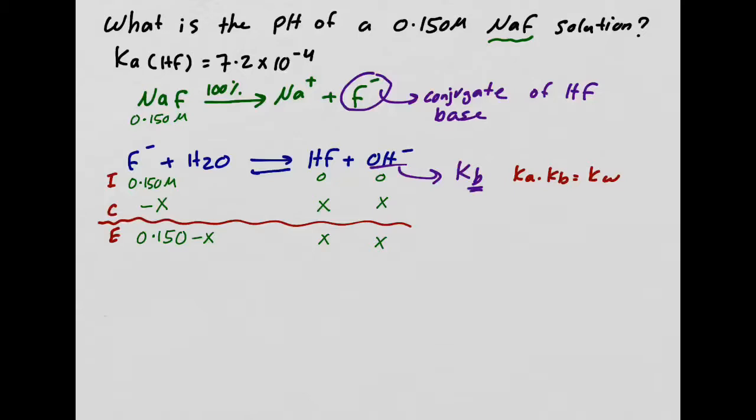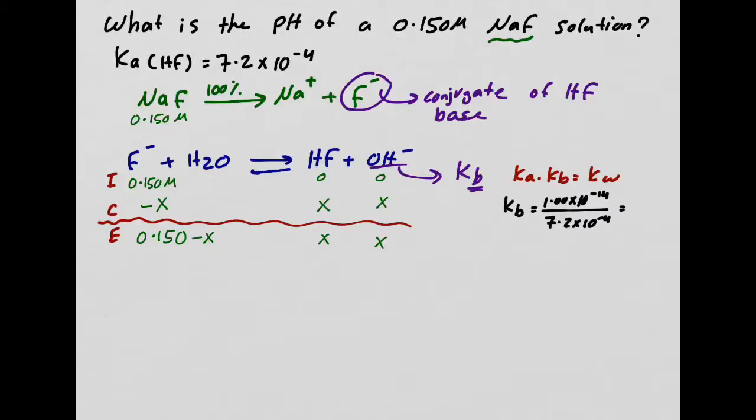I need to figure out a Kb. So Kb is going to equal the Kw, 1.0 times 10 to the minus 14, over the Ka, which is 7.2 times 10 to the minus 4. You guys follow that? I know I confused you for a second. So Ka times Kb equals Kw, and I'm looking for Kb, so it would be Kw over the Ka. I'm going to get the Kb.